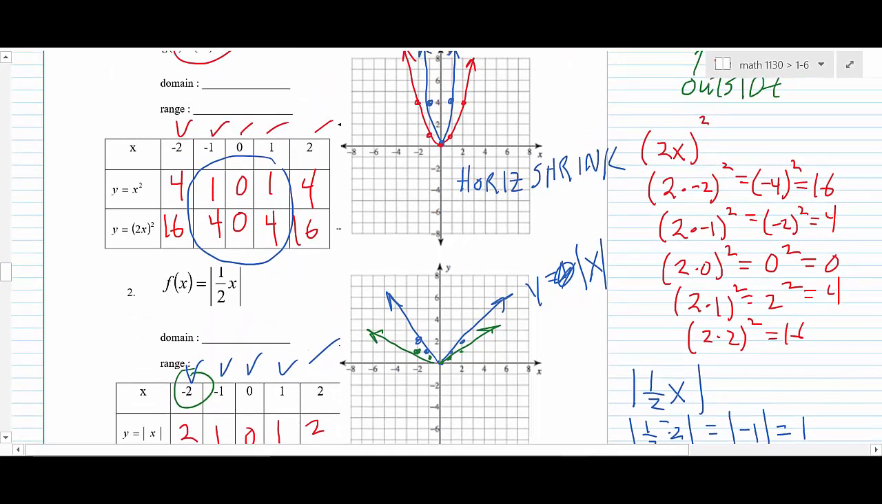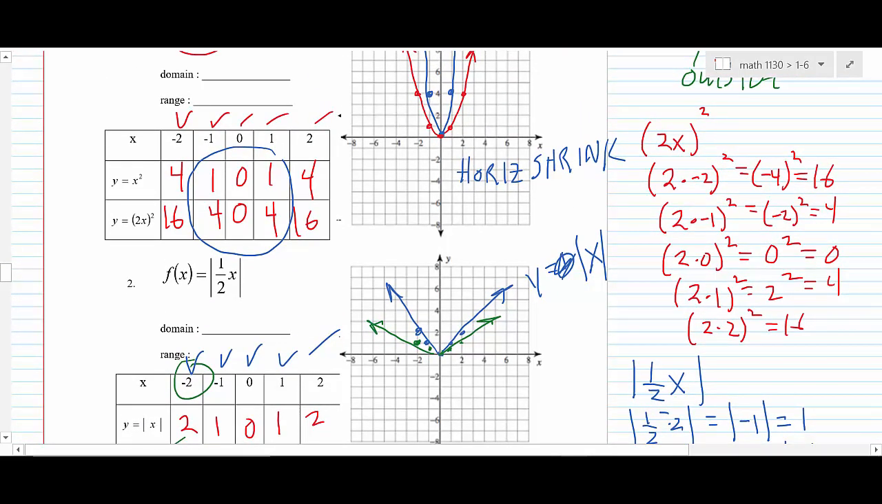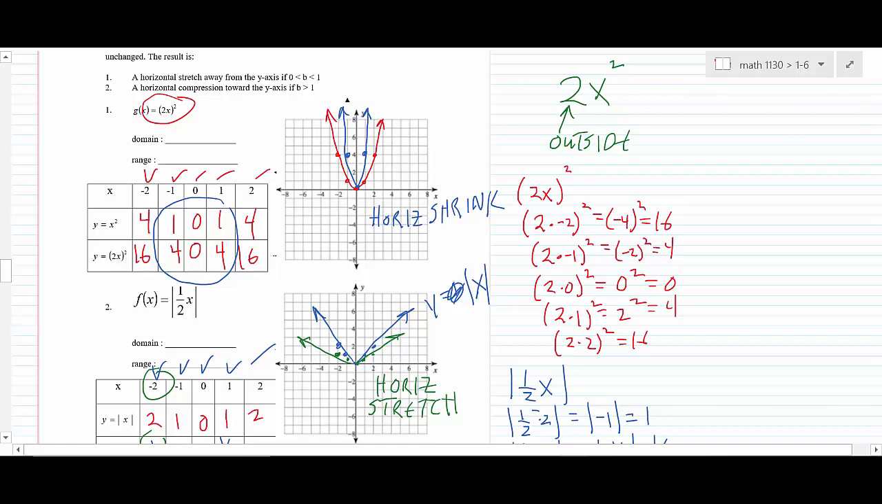Okay, so if you're going to do horizontally, what happened? Did it stretch or shrink this way? So let's stretch. How about this one? Shrunk, okay, like that. So what we would say on this is this one is a horizontal stretch. So what you're trying to do with these two examples is be able to look at the problem and know why it happened, okay?